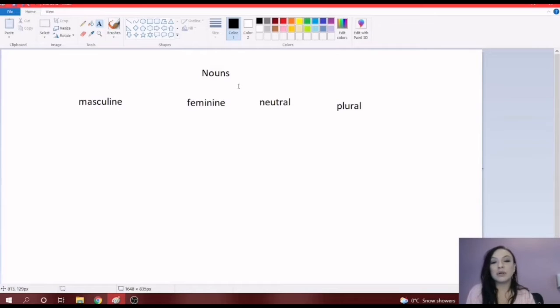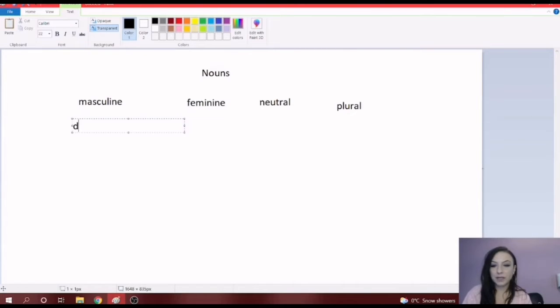Okay, so there are three genders: masculine, feminine, and neutral, and then the plural of the nouns, which is the same for all of them. So, for example, der Tisch, which would mean table, and der Vater, which would mean a father.